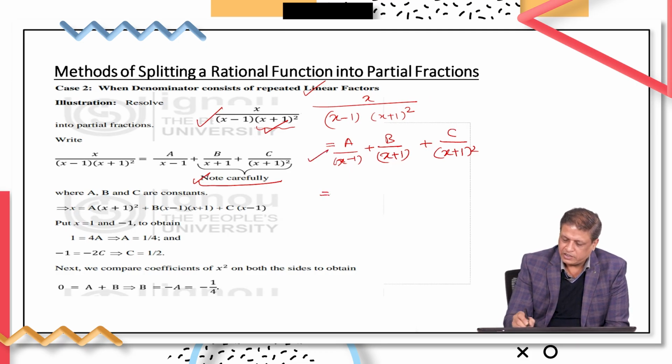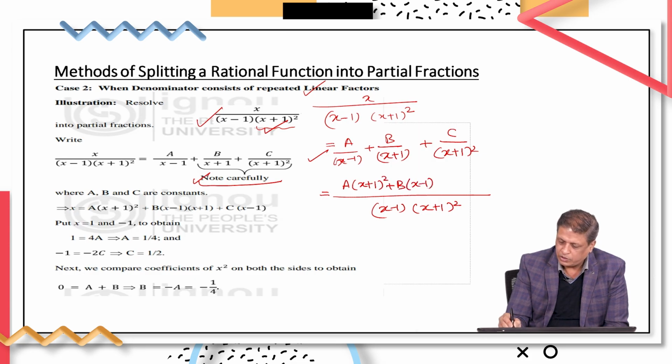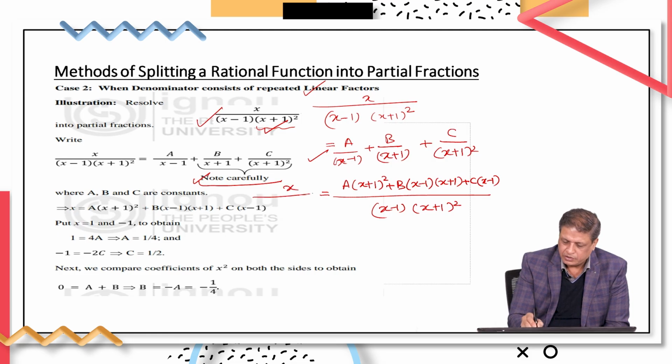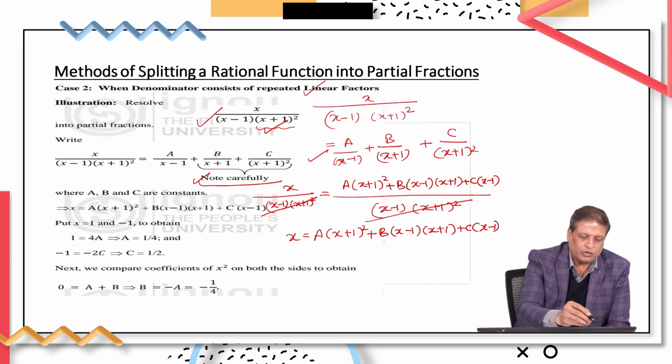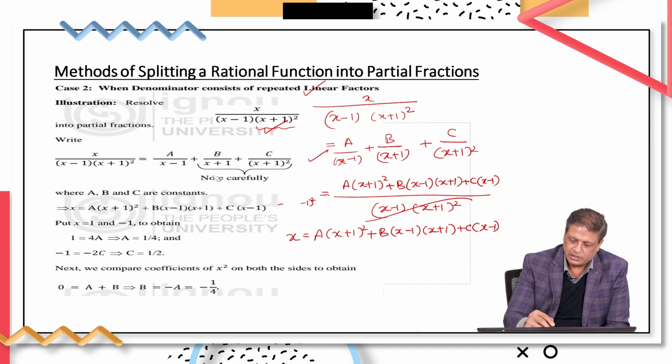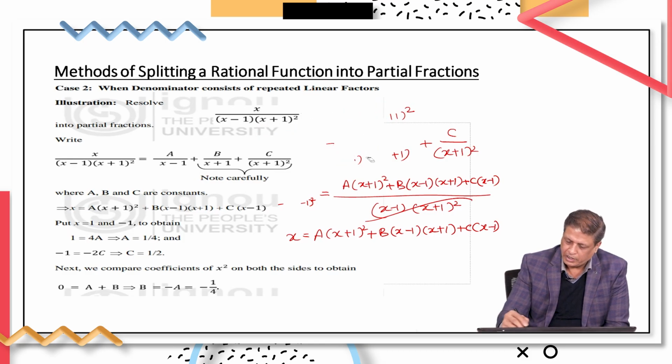Now again solving, taking the LCM and getting the expression, you will get (x minus 1) into (x plus 1) square. So a into (x plus 1) square plus b into (x minus 1) into (x plus 1) plus c into (x minus 1), and the left hand side is x into (x minus 1) into (x plus 1) square. So the denominator will cancel out and you are going to have the expression x is equal to a into (x plus 1) square plus b into (x minus 1) into (x plus 1) plus c into (x minus 1). So this is what we are going to get as equation number 1 in this case, and now we are going to solve for a, b and c.